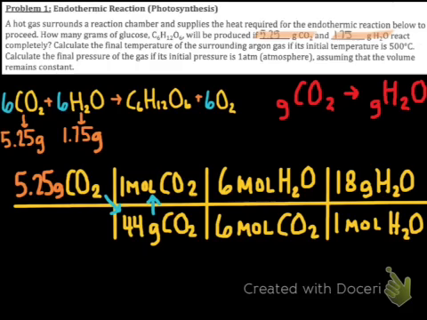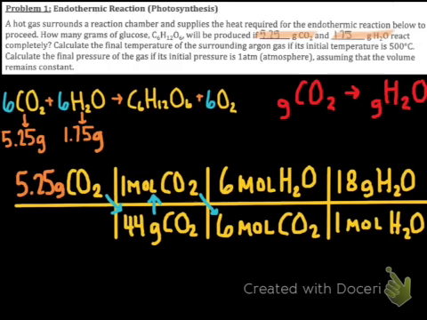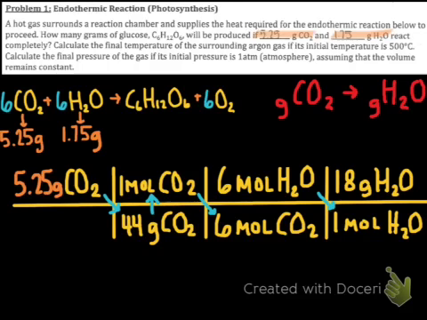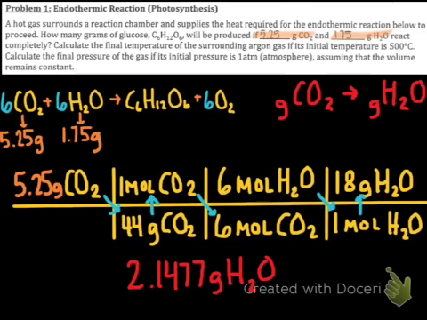Then I went into the mole ratio. As you can see, there are 6 moles of carbon dioxide, and there are also 6 moles of H2O. So that is the mole ratio, which is 6 to 6, or which can be reduced to 1 to 1. And then lastly, I went into how many grams were in 1 mole of H2O. So after multiplying the values on top and then dividing that by the multiplied values on the bottom, we get 2.1477 grams of H2O.